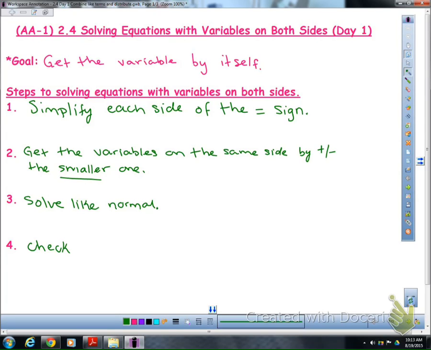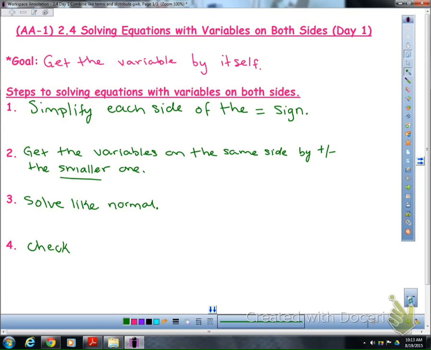Okay, here are 4 steps to solving with variables on both sides. First of all, we're going to have to simplify each side of the equal sign. Now, simplifying could be just combining like terms, or having to distribute, and then combine like terms. But you have to simplify both sides of the equal sign first.